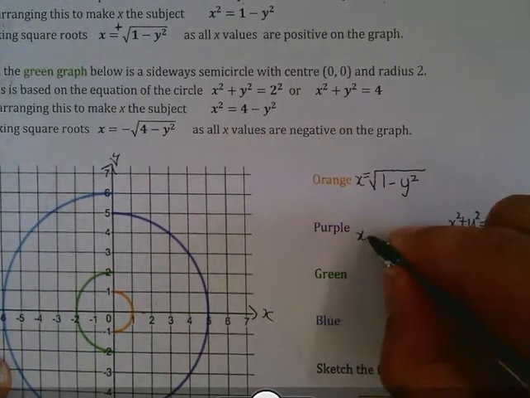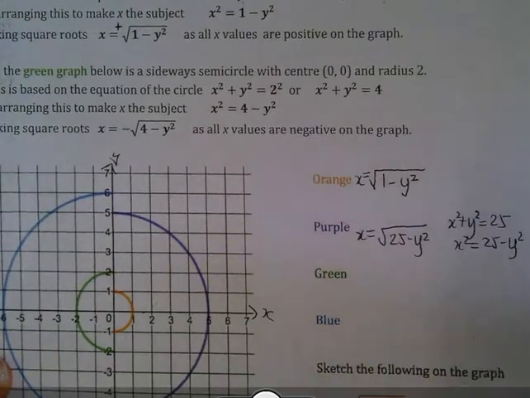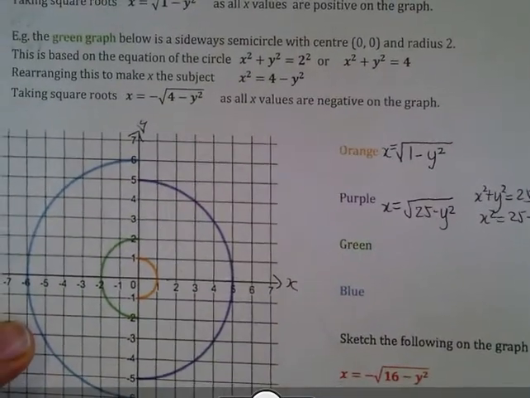So what's x going to be? The square root of 25 minus y squared. Then we look at the green graph.